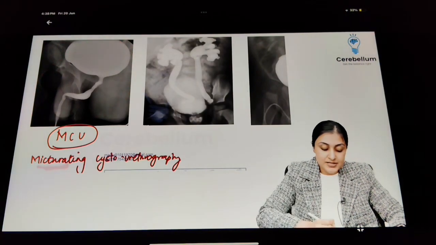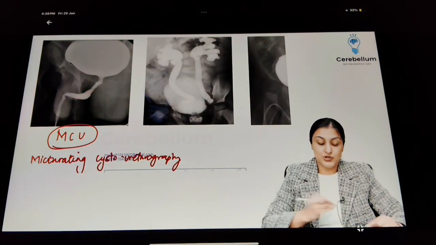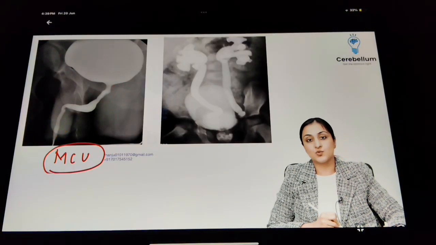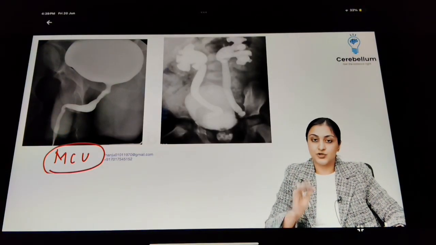So micturating, cysto meaning bladder, urethra meaning urethra. This is where we filled the bladder with contrast. So the bladder is distended, the patient is micturating, so the urethra gets visualized as filled with contrast. Did you understand this? So that is the procedure of MCU.